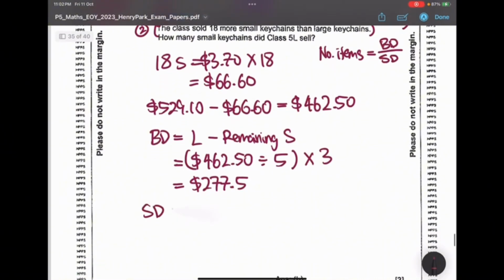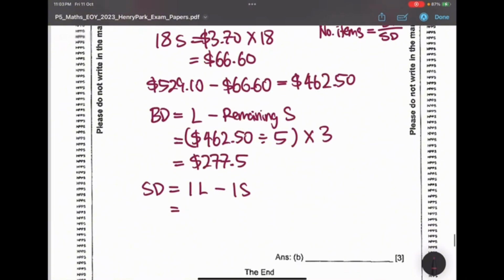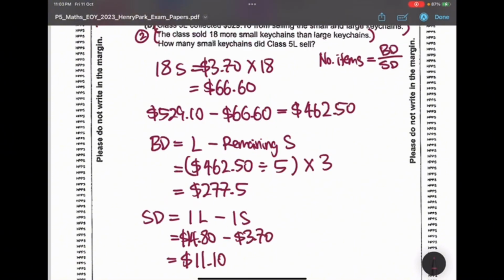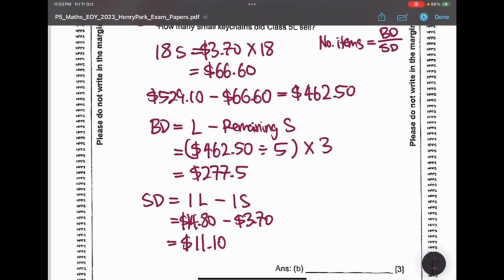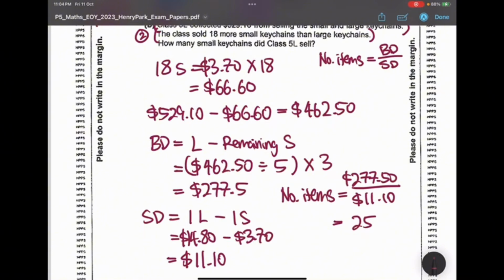Now the small difference would simply just be 1 large keychain minus 1 small keychain, which is simply $14.80 minus $3.70. That would simply give me $11.10. Using big difference divided by small difference, I can find the number of items within this $462.50. Number of items simply equals to $277.50 divided by $11.10. Okay, when I do this, I simply get 25 items. So what this means is that I have 25 large keychains and 25 small keychains.